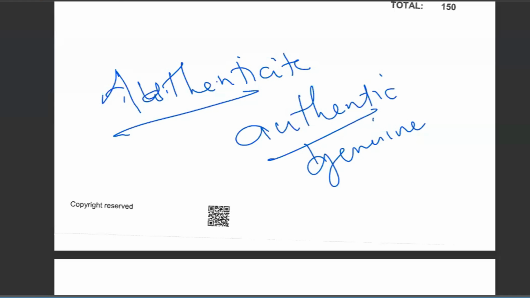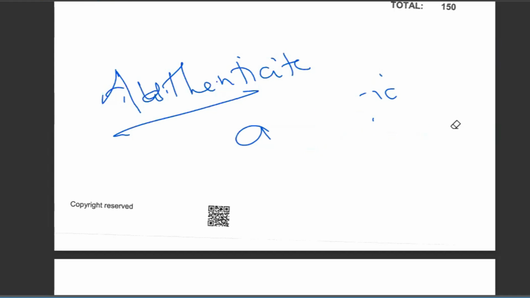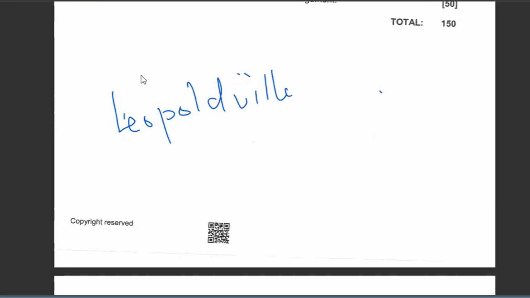Leopoldville, a city in the Republic of Congo, which was named Leopoldville in honor of King Leopold, who was the Belgian king, right? It was authenticized to Kinshasa.